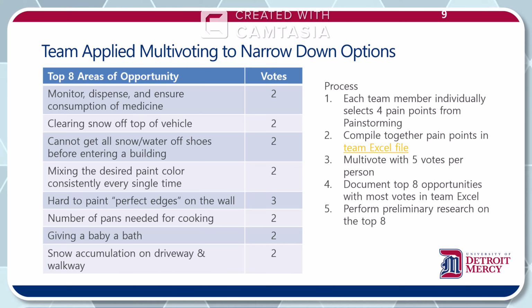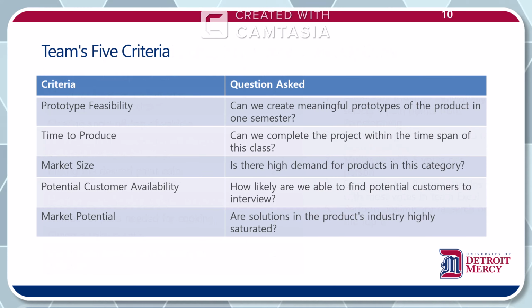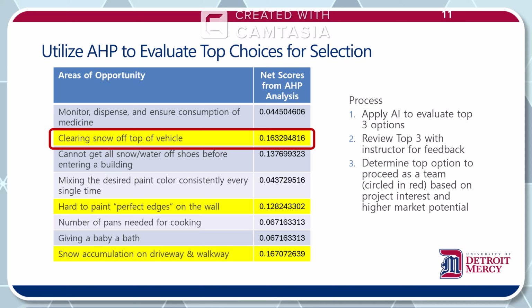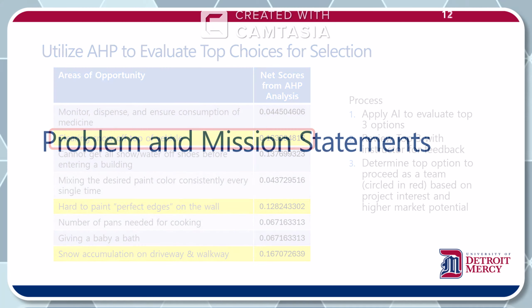from identified pain points. After defining criteria which would guide the team's opportunity selection, a mathematical decision tool called Analytic Hierarchy Process, or AHP, was used to determine the top 3 opportunities in accordance with the defined criteria. Through this, the team chose to pursue a better method of clearing snow off the top of vehicles.